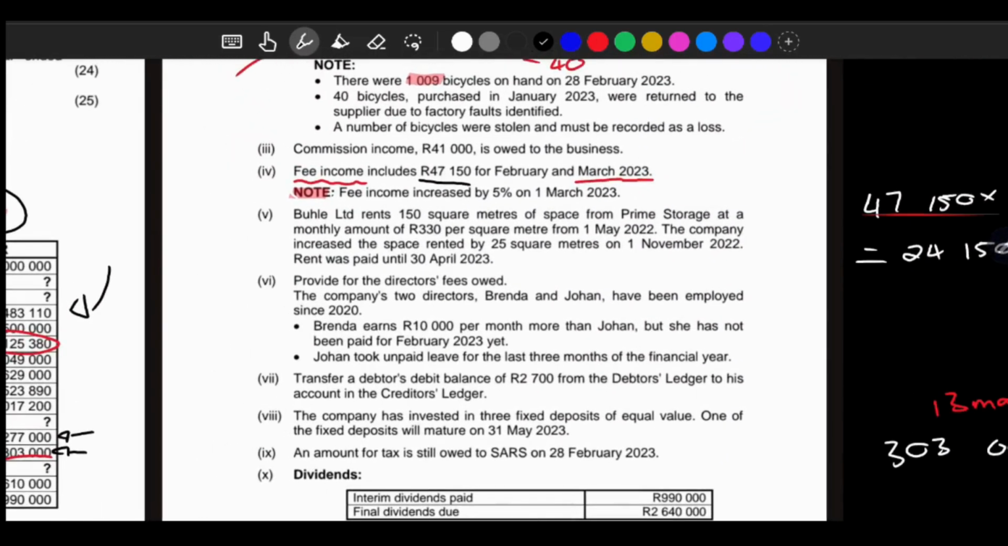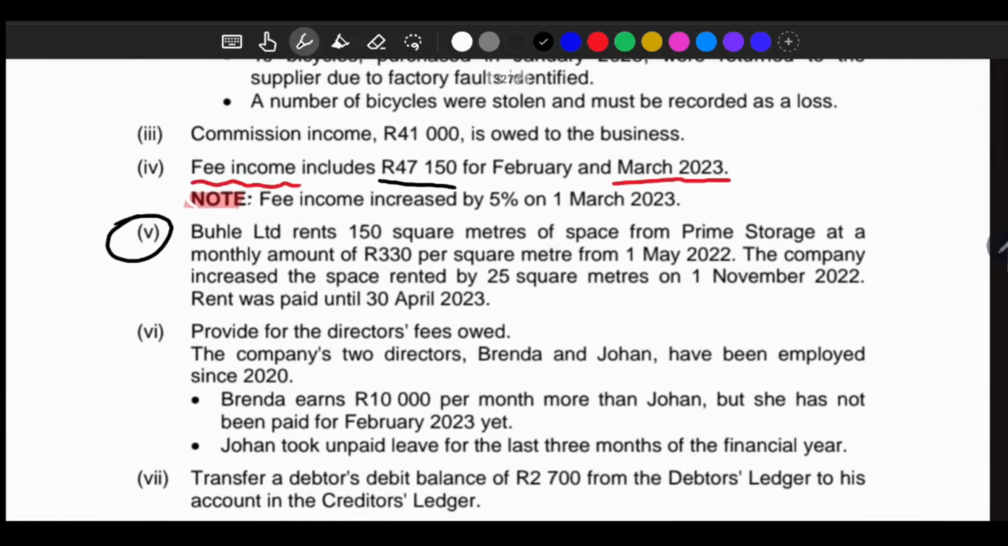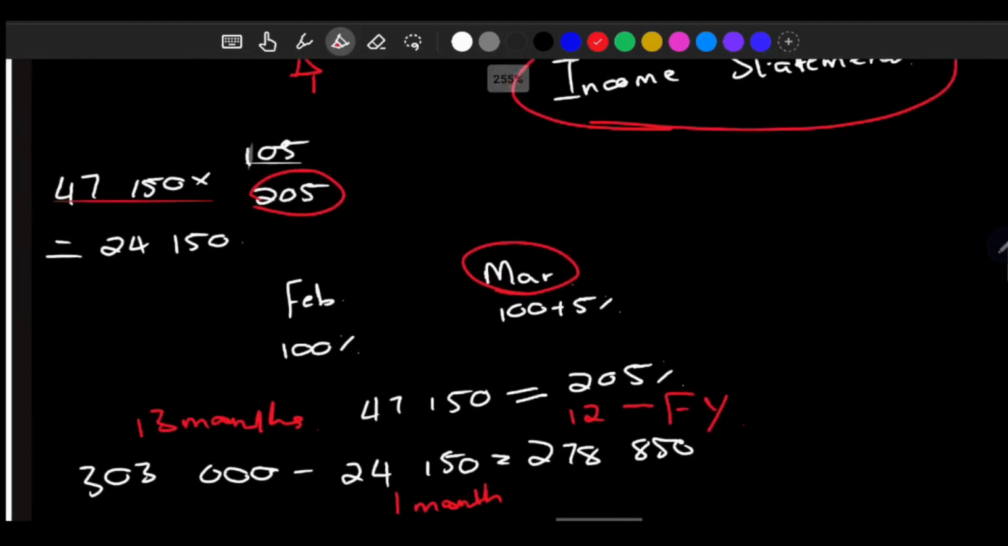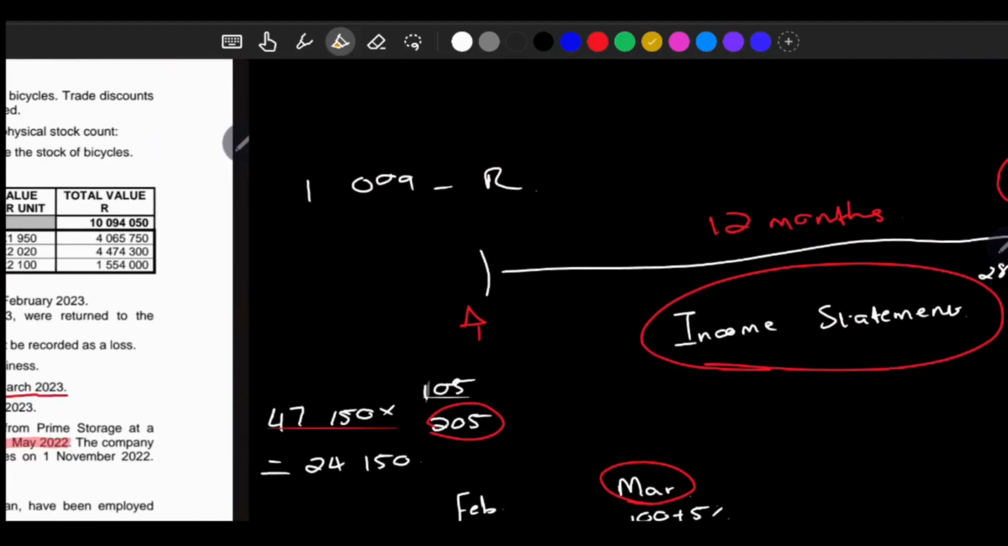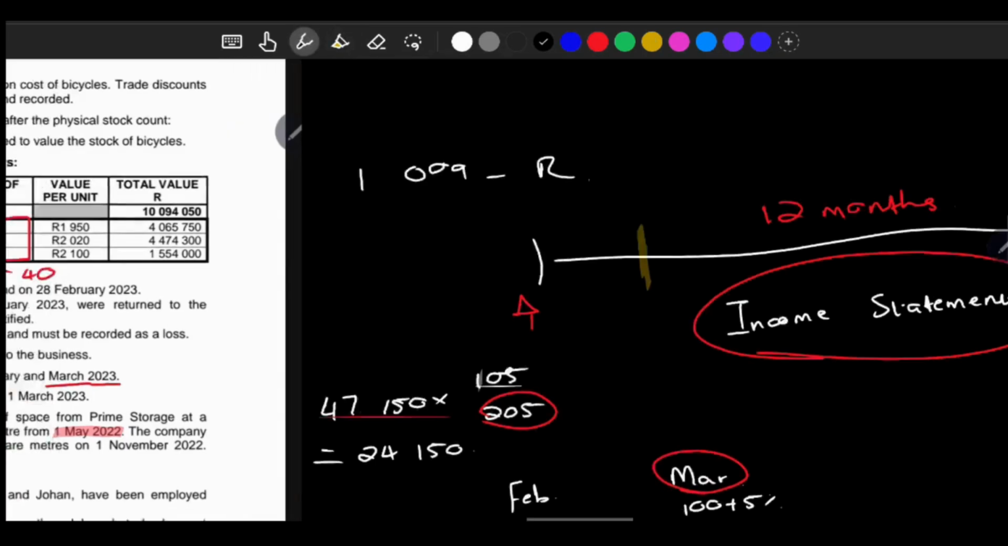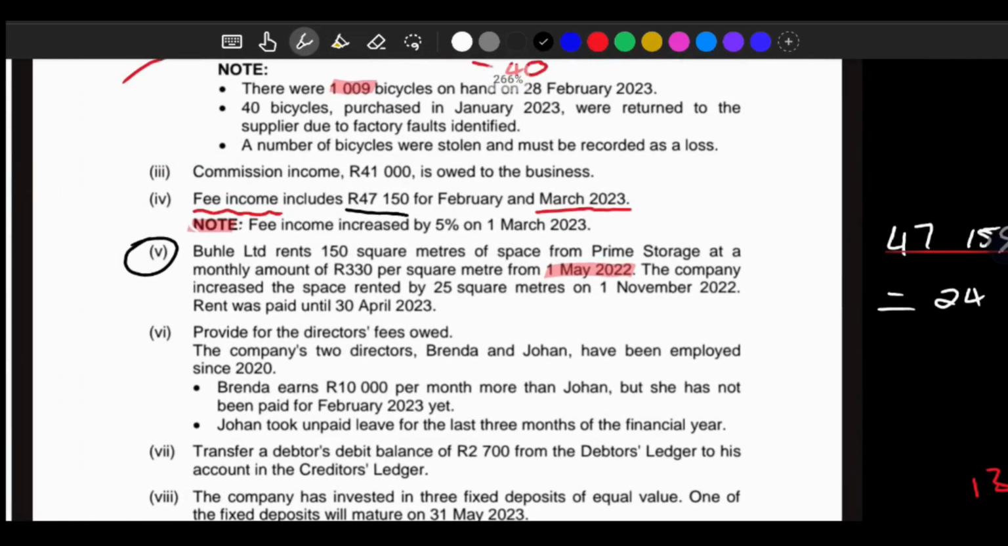The next one there we have is number 5, information 5 there. Buhle Limited rents 150 square meters of space from Prime Storage at a monthly amount of 330 Rand per square meter from 1 March 2022. So this is important. From 1 March 2022. We didn't start at the beginning of the financial year. We started somewhere around there, 1 March, right? Continuing now. The company increased the space rented by 25 square meters, right? 25 square meters on 1 November 2022. Rent was paid up until 30 April 2023, right?